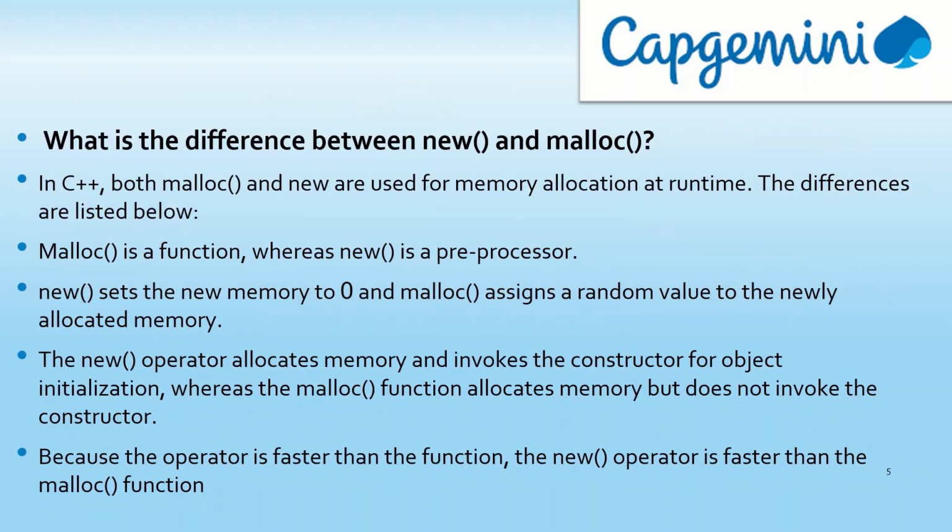In C++, both malloc and new are used for memory allocation at runtime. The differences are listed below. Malloc is a function, whereas new is an operator. New sets a new memory to 0 and malloc assigns a random value to the newly allocated memory. The new operator allocates memory and invokes the constructor for object initialization, whereas malloc function allocates memory but does not invoke the constructor. Because an operator is faster than a function, the new operator is faster than the malloc function.